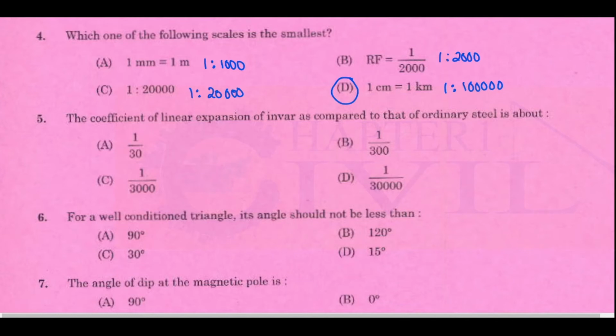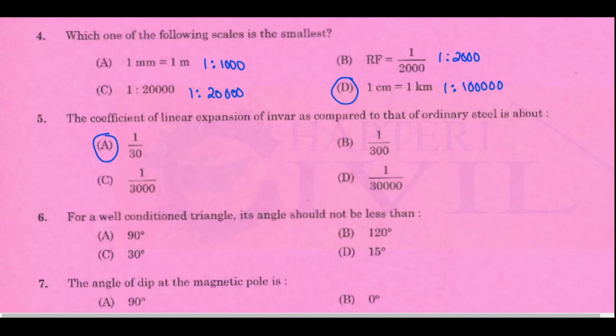Question number 5. The coefficient of linear expansion of invar as compared to that of ordinary steel is about 1 by 30, 1 by 300, 1 by 3000, 1 by 30,000. Correct answer is 1 by 30. The coefficient of linear expansion of invar as compared to that of ordinary steel is 1 by 30.